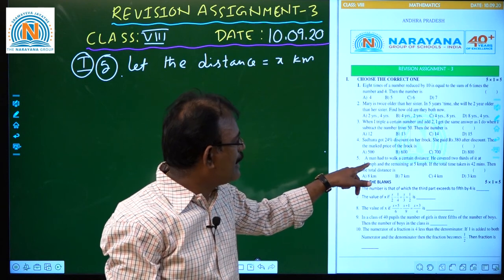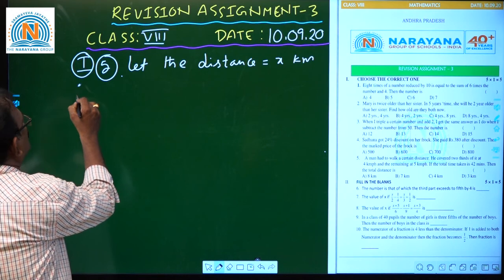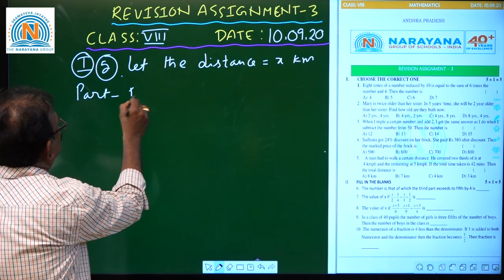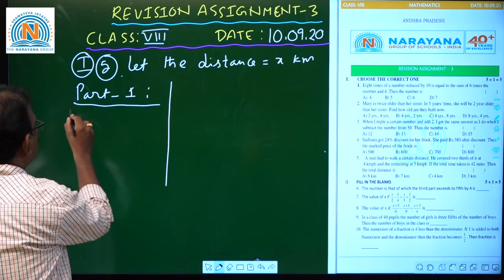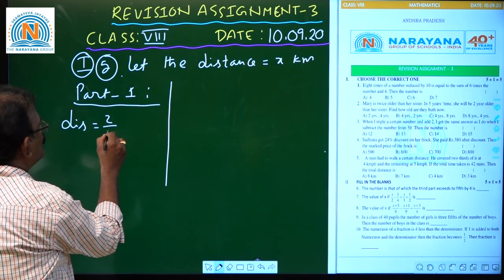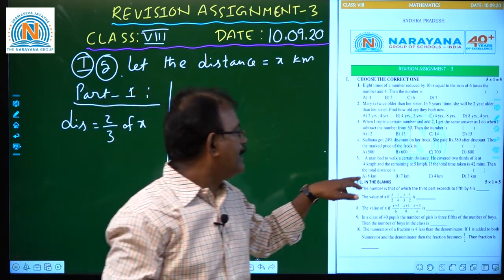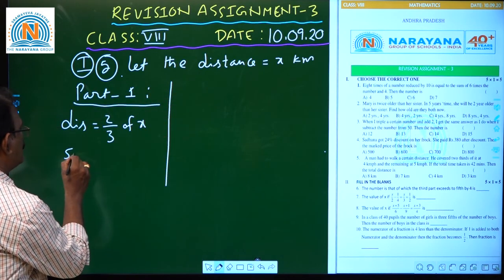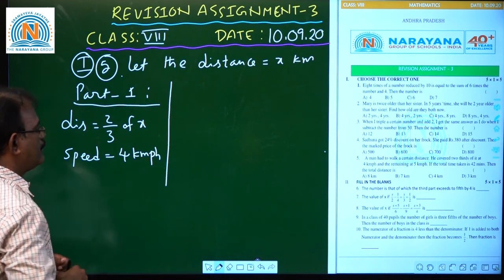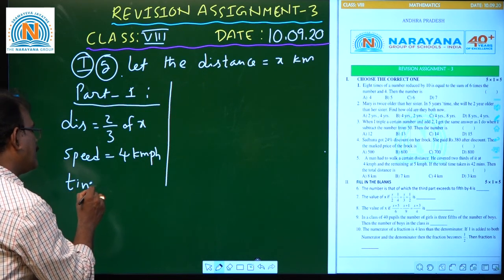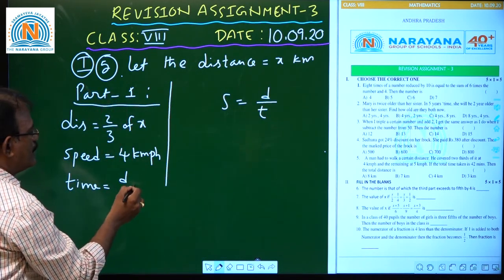Now, a man had to walk a certain distance. He covered 2/3 of it. That means part 1: he covered 2/3 of the total distance at a rate of 4 km/h. Then what is the time taken here? Generally, children, speed is equal to distance by time. So time is equal to distance by speed.